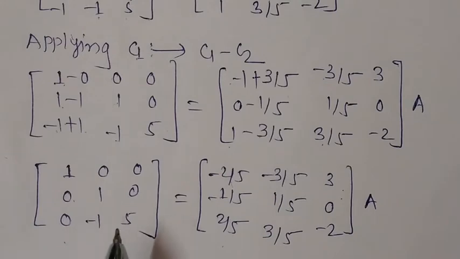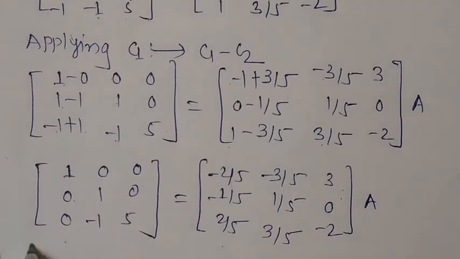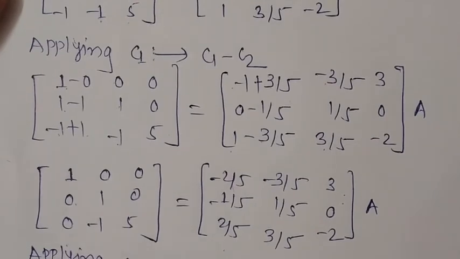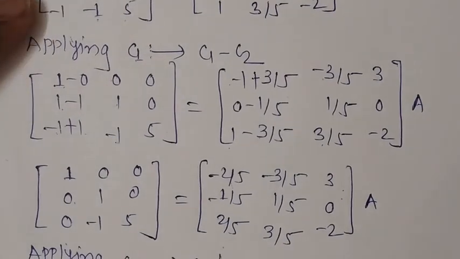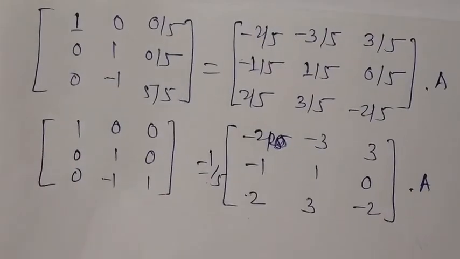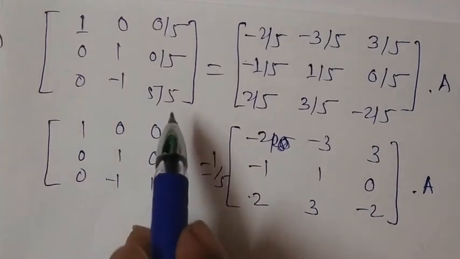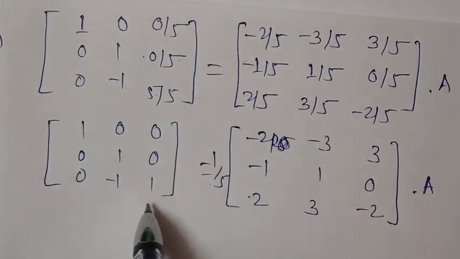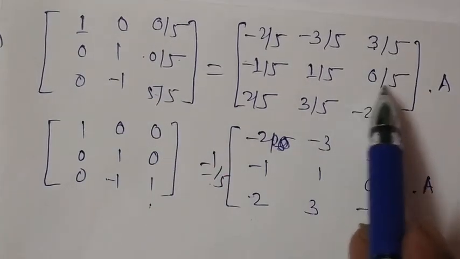Step 5 begins. Step 5 means what? Convert this 5 to 1. Now A33 is 5, so divide by the same number. So we can apply what? Divide C3 by 5, then applying C3 divided by 5, so it gets equal to 1. So it becomes C3 by 5. So 0 by 5 is 0, 0 by 5 is 0, 5 by 5 is 1. Same here, 3 by 5, 0 by 5, minus 2 by 5.